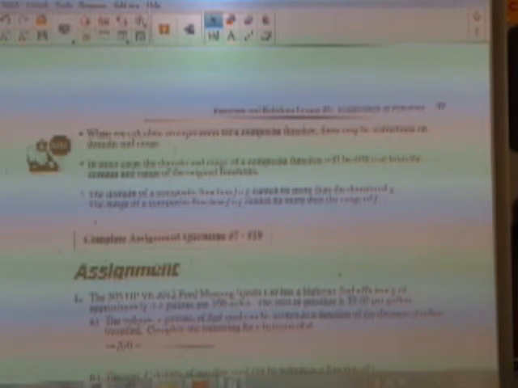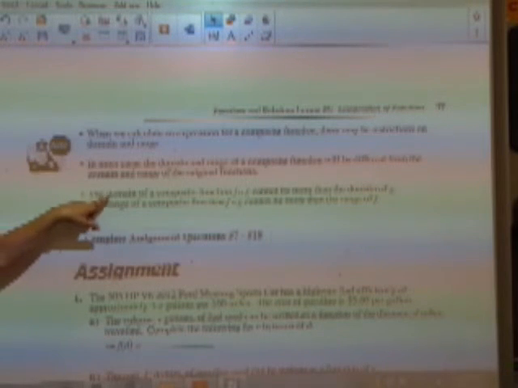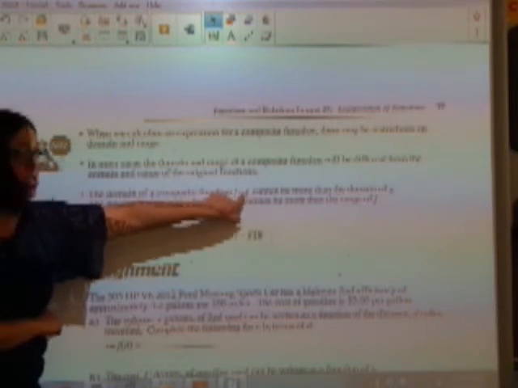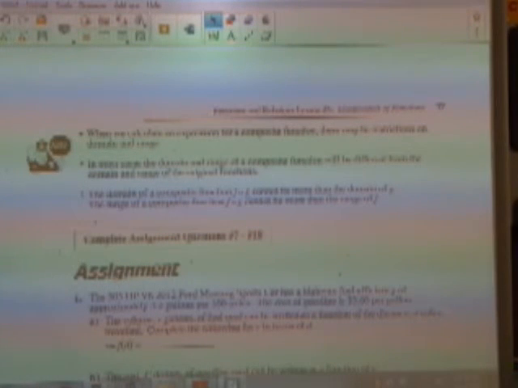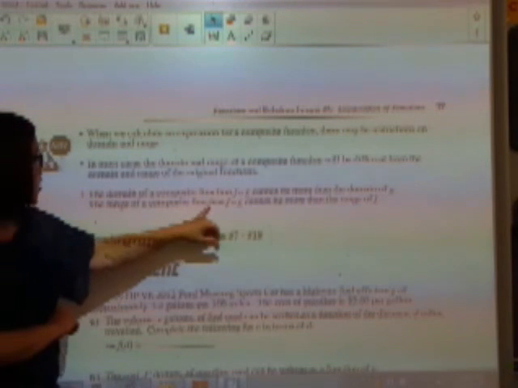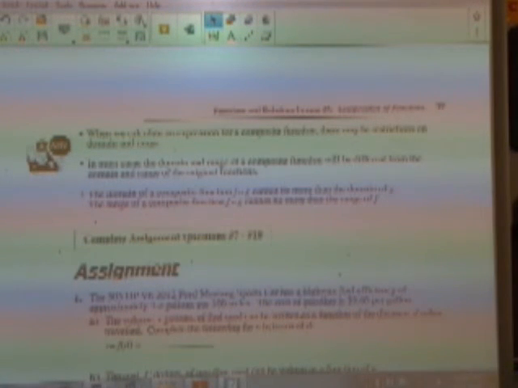Now, with that said, there's probably always a case you can find where they are the same each time. However, the domain of a composite function, f of g, cannot be more than the domain of g. So if I have a restriction on g, I'm going to have a restriction on the composite. And that was that first example. Because my restriction on g was that x had to be greater than 1, I have to have a restriction on the composite function. The range of the composite function can't be more than the range of f.